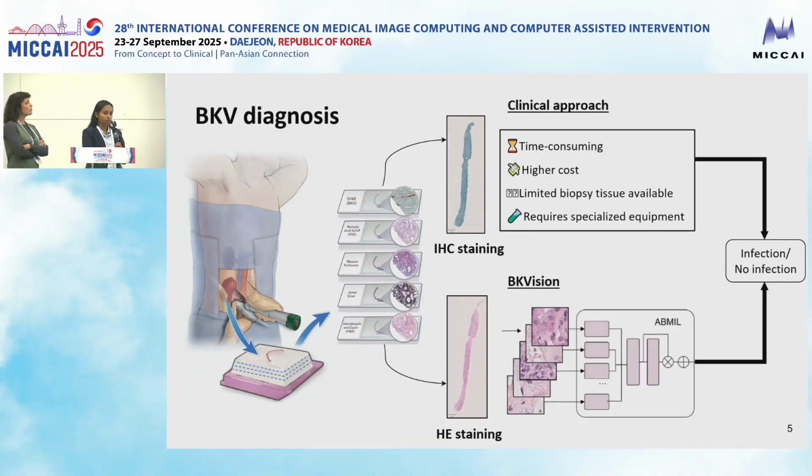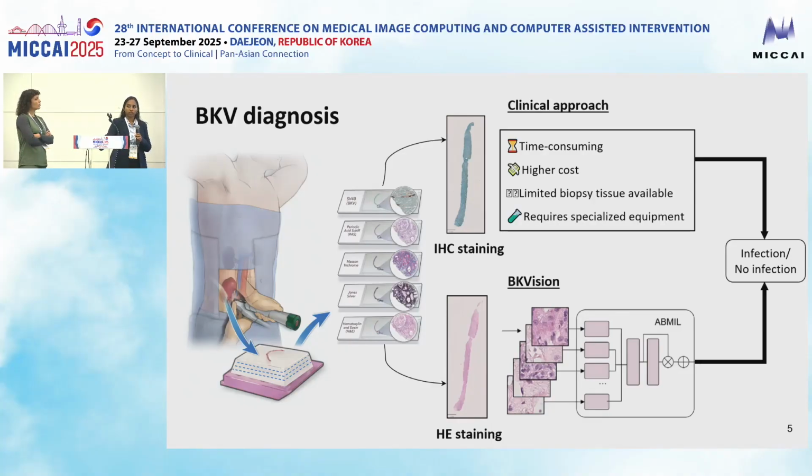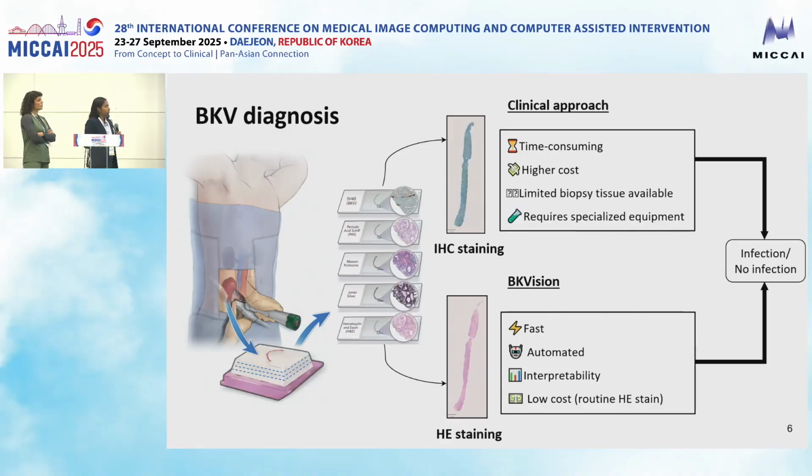In contrast, our method, BK Vision, utilizes the most commonly utilized stain, which is H&E. From that, we apply an attention-based multiple instance learning network to also extract human interpretable features in addition to doing classification. This method is fast, automated, and highly interpretable due to the use of attention maps to create the markers, and it is low cost because you can use the routine stain.